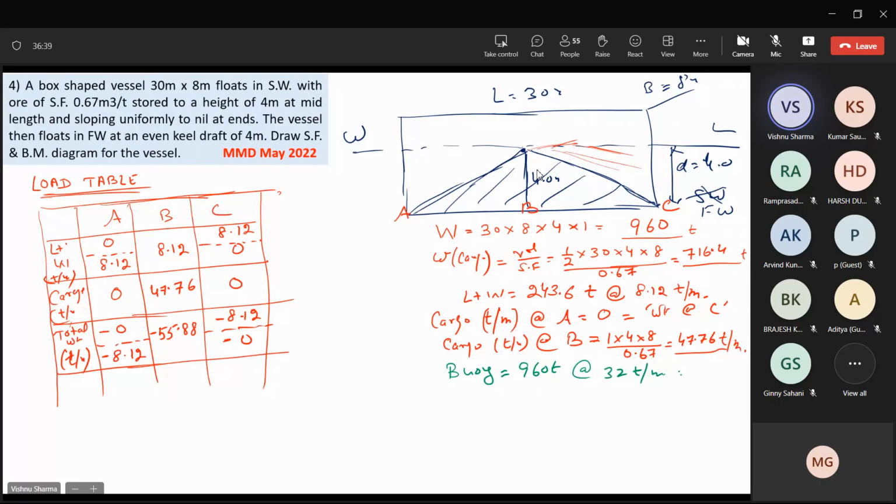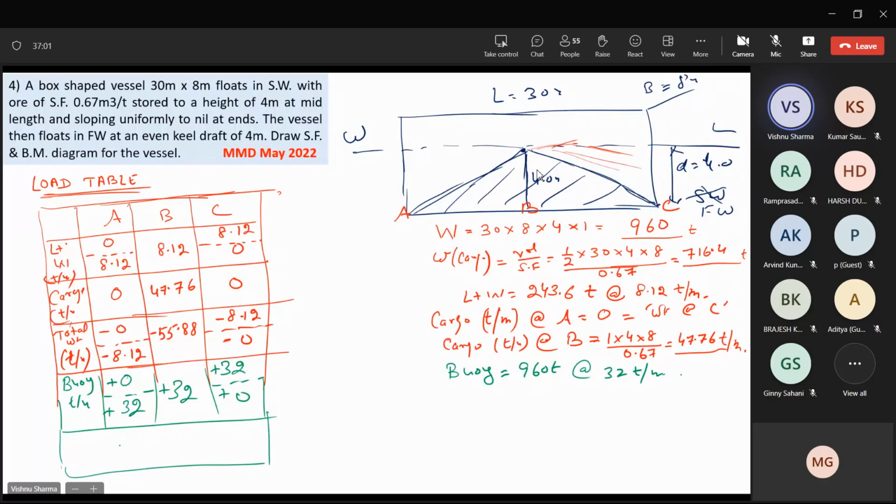Okay. So now we have buoyancy in tons per meter. We divide the first and the last one into 2. 0, 32, 32, 32, 0. We suffix with a plus sign as done the other day. And this gives us the load at the 3 points, tons per meter.